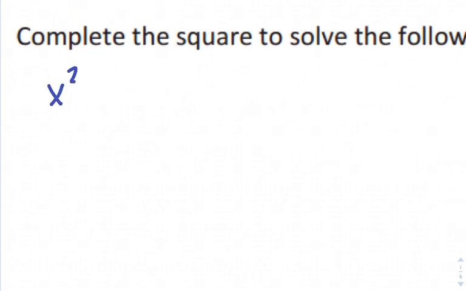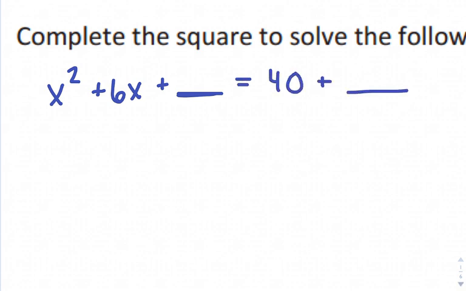We rewrite our equation, and I'm going to add a blank next to whatever my x value is or y value is. So it's going to be x squared plus 6x plus blank equals 40 plus blank. Whatever we do to one side, we have to do to the other. So the rule is whatever your b term is, remember this was a, this was b, this is c, you take it and you divide it by 2. So 6 divided by 2 is 3.